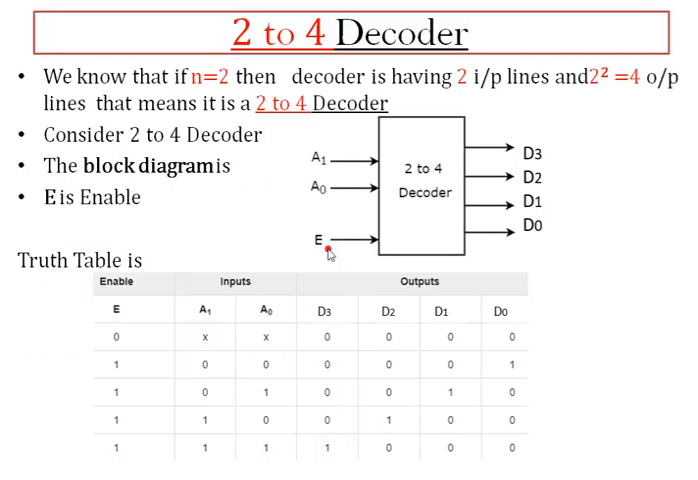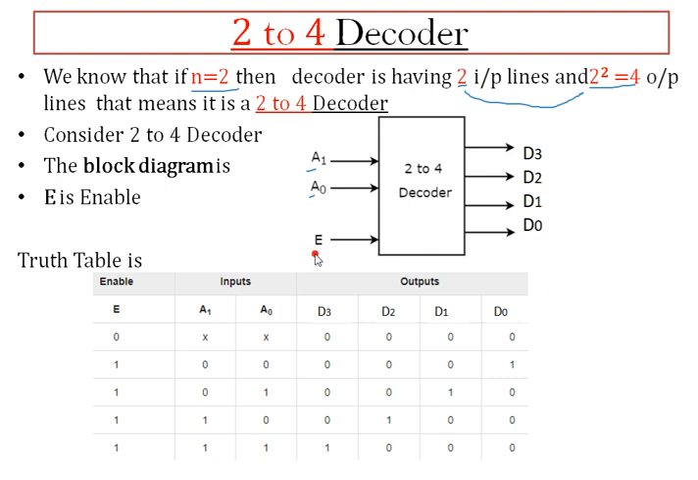I am taking the 2 to 4 decoder circuit. Observe, if n is equal to 2, the input has 2 lines and the output has 4 lines. This is the block diagram of the 2 to 4 decoder circuit. Here I am taking two inputs, A1 and A0. Outputs are D3, D2, D1, D0.